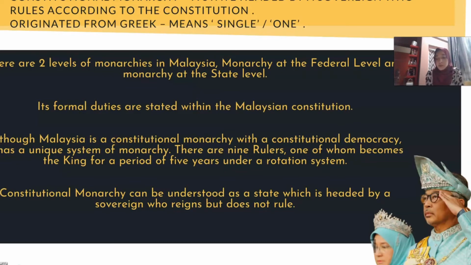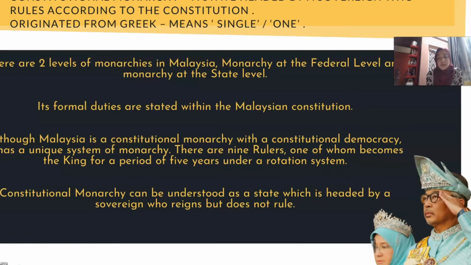Okay, so there are 2 levels of monarchies in Malaysia, which is monarchy at the federal level and also monarchy at the state level. The monarchy at the federal level is the YDPA, or the supreme head of the federation, and he is also the king. He is also the head of state of the federation. And at the state level, the heads of state are the Malay rulers and also the governors. So the monarchy plays a vital role in Malaysia's political system, whether at the federal or the state level.